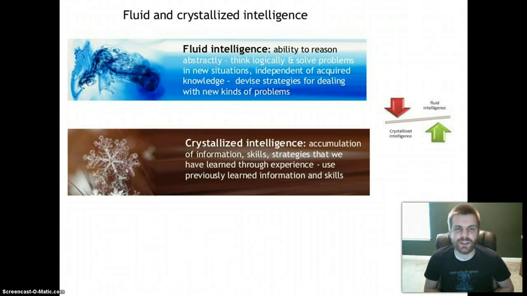Fluid intelligence is generally what you are born with. It's your reasoning abilities. It's your speed of information processing, your memory capacity. Whereas crystallized intelligence is going to be what you can learn and what you can do with the information that you've learned and acquired over the course of your life. So what I tell my students generally is that fluid intelligence will decline, but crystallized intelligence will harden.